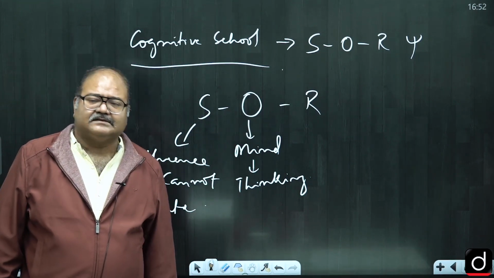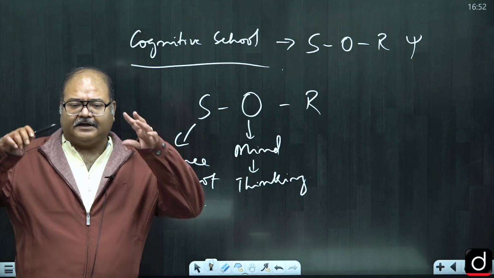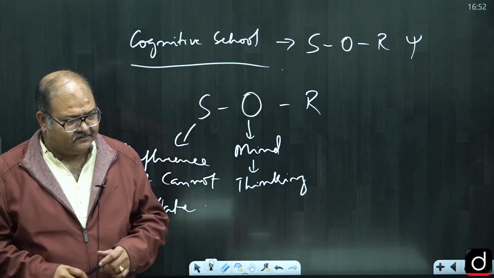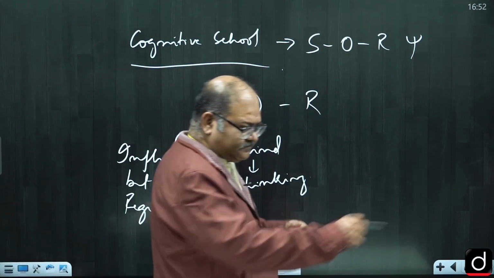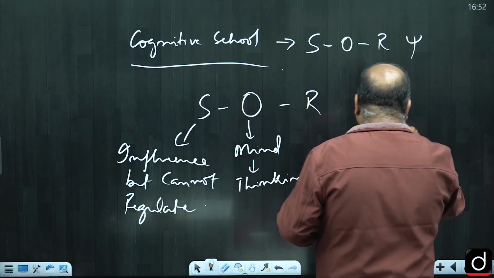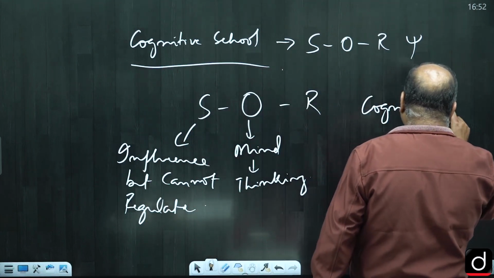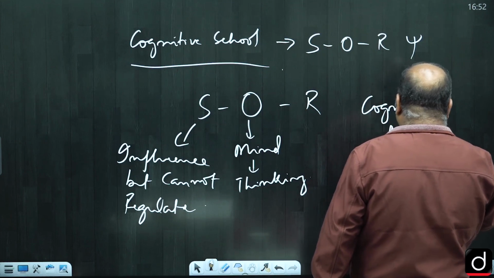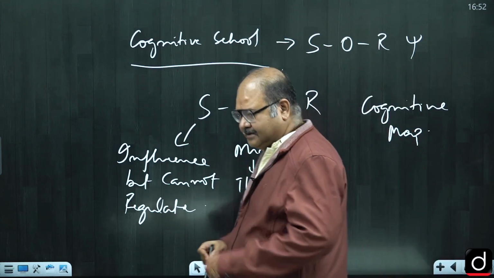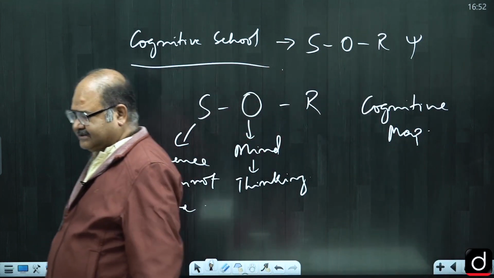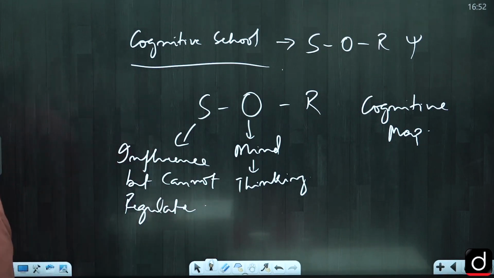So, every organism is carrying a blueprint of behavior in his mind, which is known as cognitive map. So, in your cognitive map, there are so many things. In your cognitive map, there is Drishti IAS, which you think will help you achieve your goal. So, how will you follow your strategy for IAS? One of the cognitions is Drishti IAS.